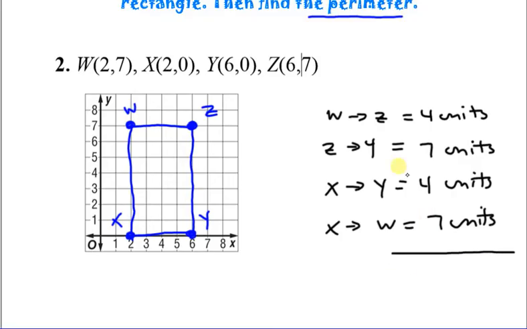And then, to find the perimeter, we're going to add up the length of all the sides. So 4 plus 7 is 11, 4 plus 7 is 11, and 11 plus 11 is going to be 22 units. This word units right here is imperative. It's like writing inches or centimeters. Units is the unit of measure for a coordinate plane, so it's very important.